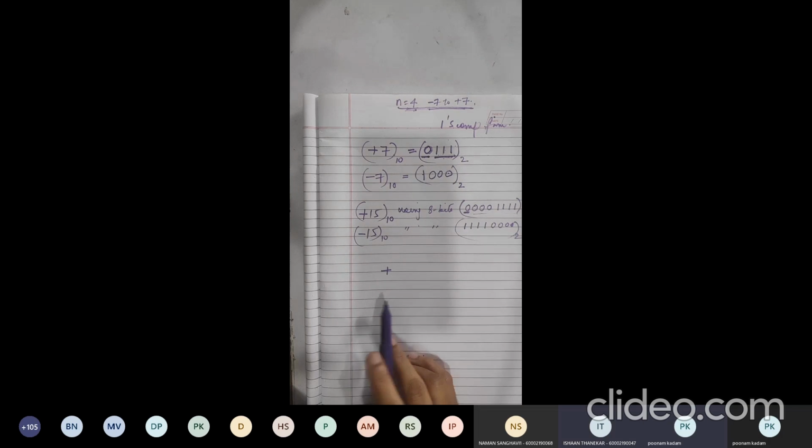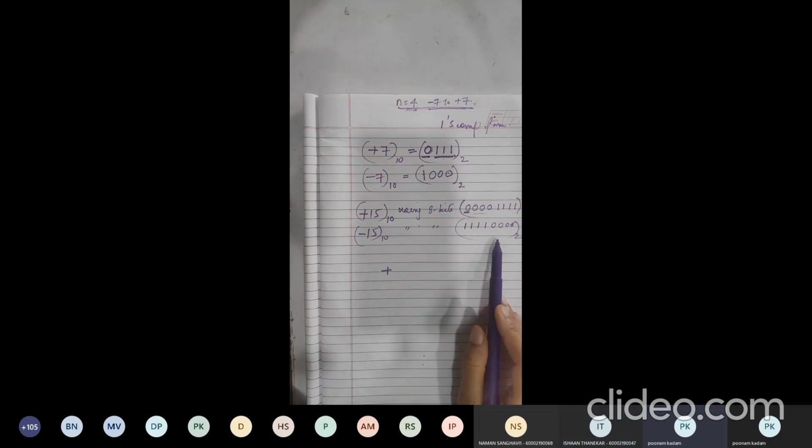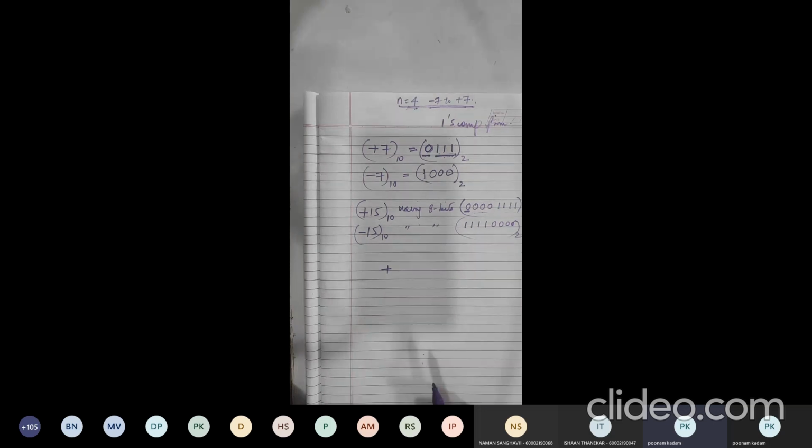So plus 15 is like this, minus 15 is this. I suppose this is also clear to all of you. Any doubt in this? So we'll quickly see the range of numbers that can be represented using this ones complement representation also.